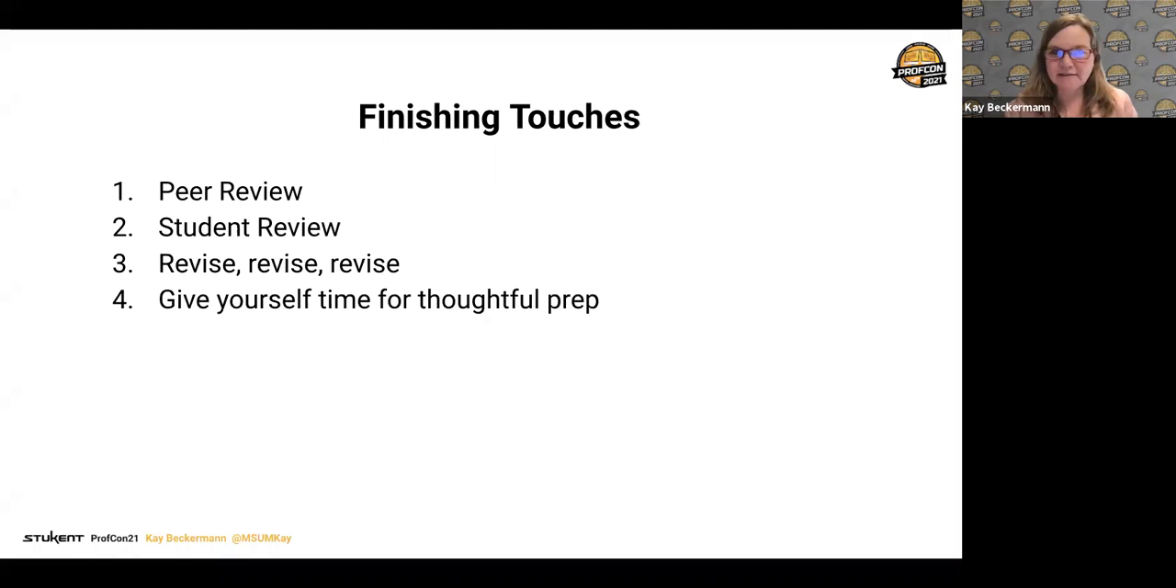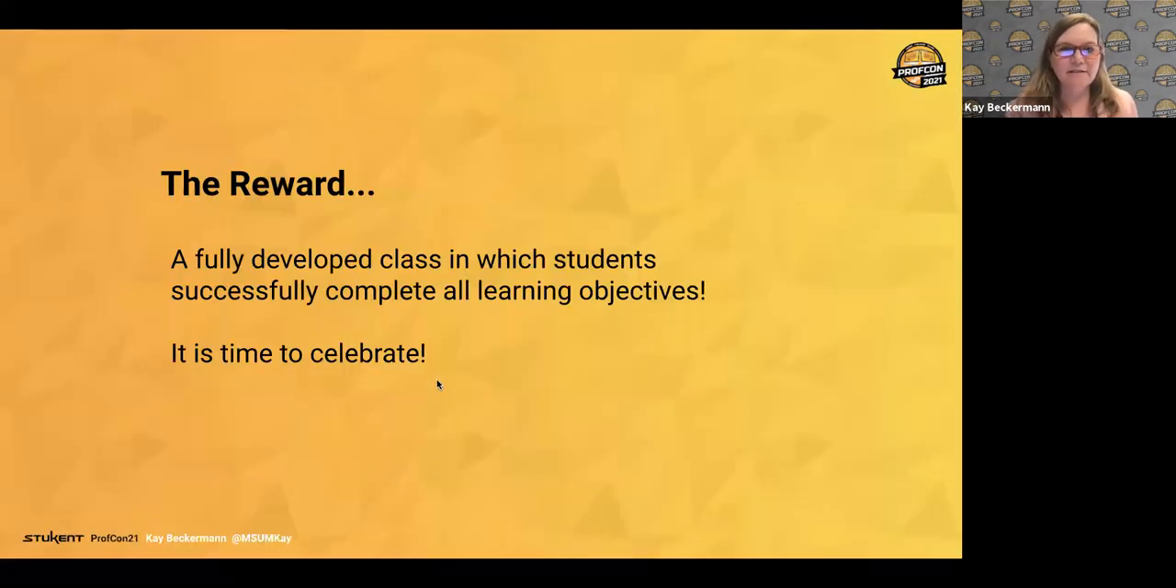You will always be revising this. Like I said before, everything's always changing. We are always revising. And then give yourself time for thoughtful prep. It takes time to create a good course map, so you don't have to rush through it. Don't try to finish it all in one day. Give yourself time, set aside a couple of weeks or an hour every day for a couple of weeks and just really think about each chapter. What do you want to do? What do you want students to learn? How is this meeting the learning objectives that you want them to meet? So don't rush it. And I think you'll find that you have an excellent course map by the end of the semester.